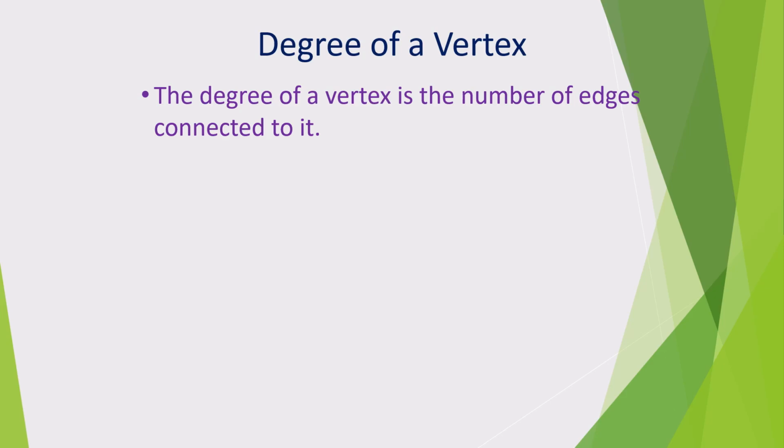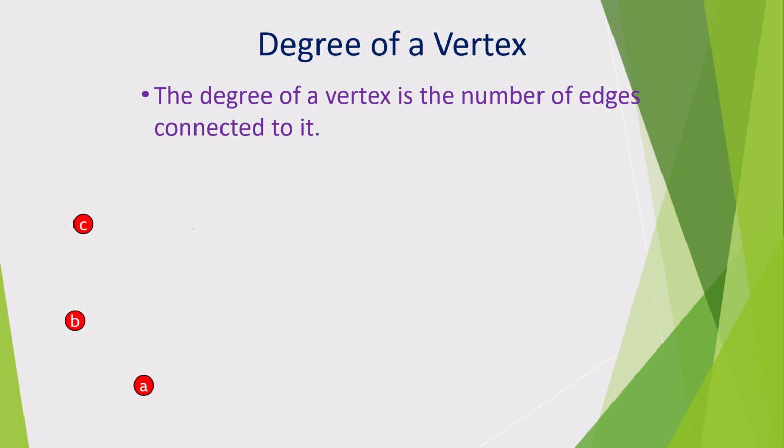Next concept is degree of a vertex. Now we are familiar with what is a vertex, what is an edge and what is a graph. So the number of edges incident on any vertex is called the degree of the vertex. We will see an example.